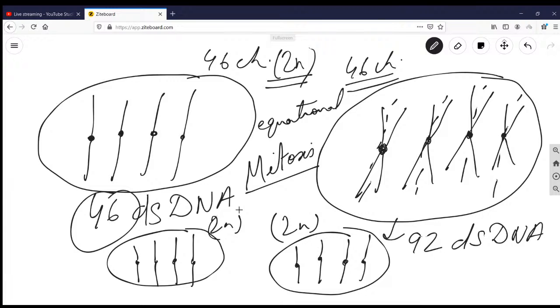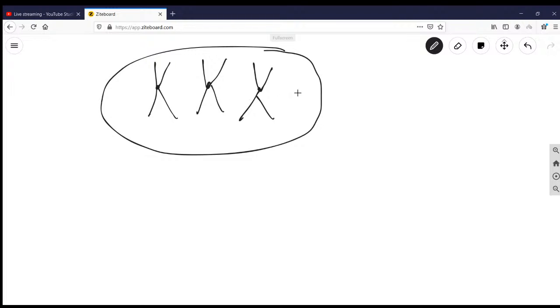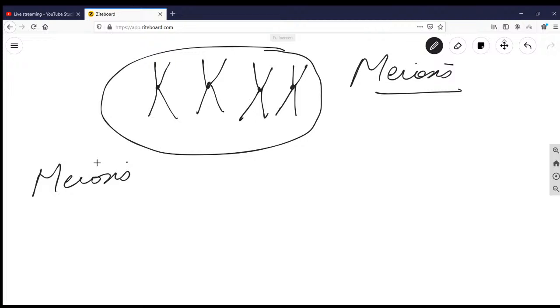So the path till here, the S phase, is the same. You will be having double the amount of DNA and 46 chromosomes, till the S phase. Now after this, when they enter the G2 and then M phase, what will meiosis do? In case of meiosis, it has two stages, meiosis 1 and meiosis 2.